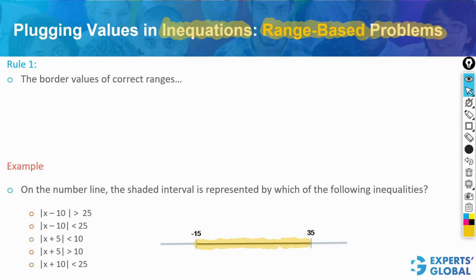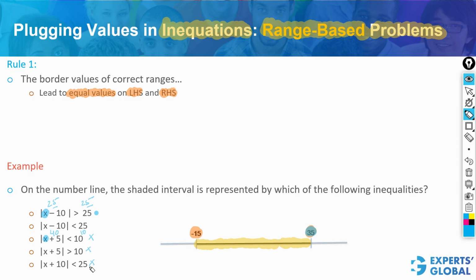Rule 1 is that the border values of the correct ranges lead to equal values on left-hand side and right-hand side. We get 25 on the left-hand side, and on the right-hand side, we anyway have 25. Therefore, the values on left-hand side and right-hand side have become equal, so we cannot eliminate this answer choice as of now. However, when we put x as 35 in answer choice C, we get 40 on the left-hand side while we have 10 on the right-hand side. Since these two values have not become equal, answer choice C should be eliminated. Similarly, answer choice D should be eliminated, and answer choice E can also be eliminated.